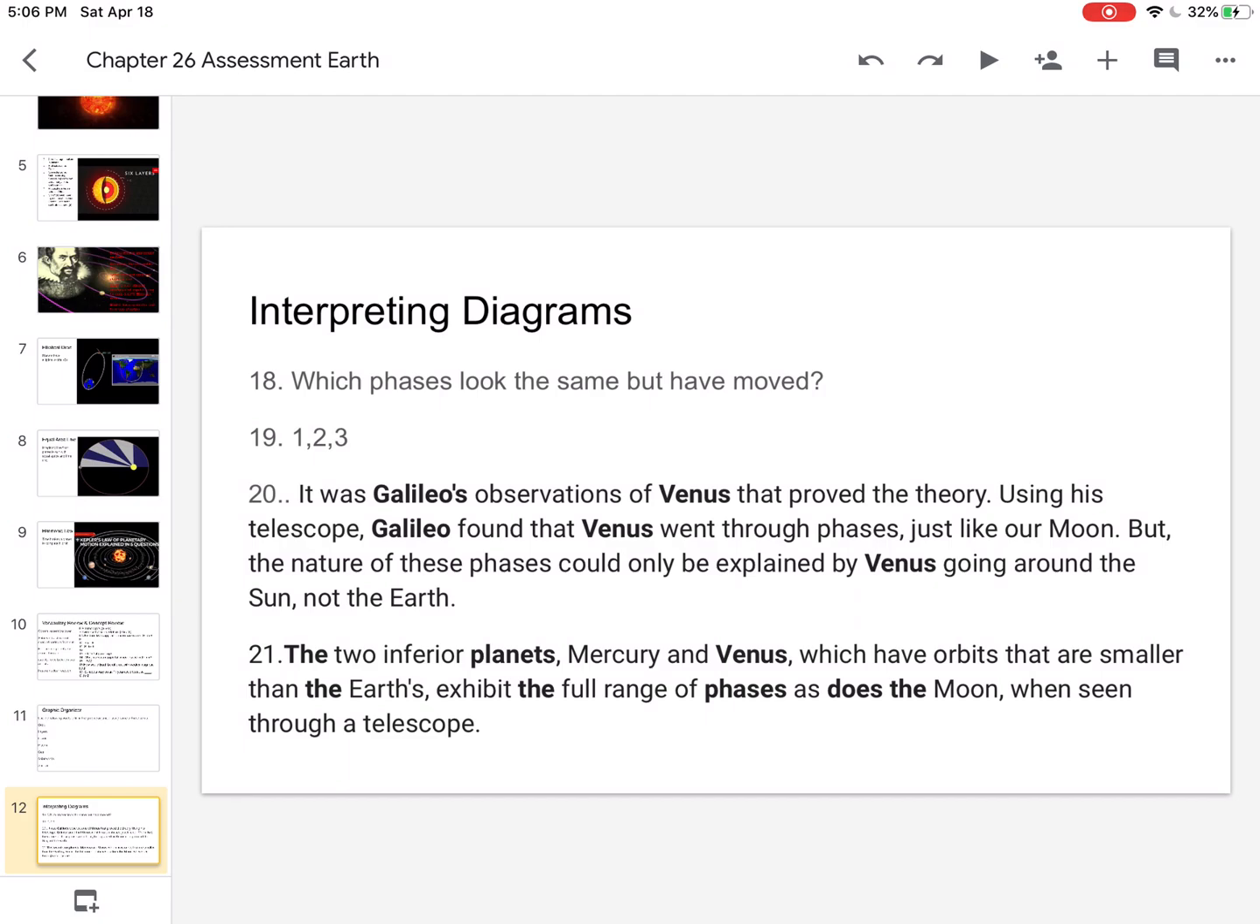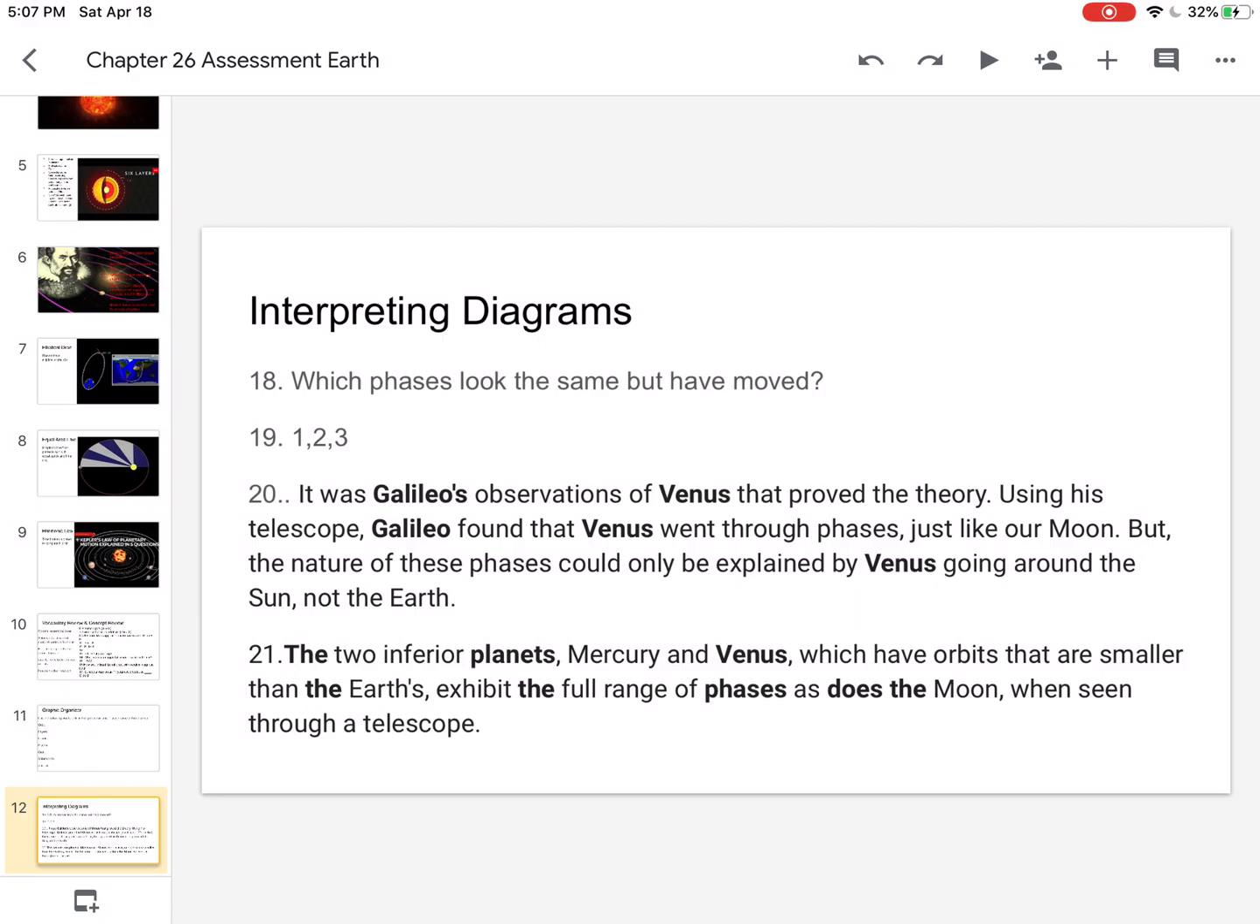So number 18 says, which phases in figure B match phases 1, 2, and 3 shown in figure A? So to me, it looks like figures 1, 2, and 3, because 8, 7, and 6 are just the opposite, and figure 1 is 1, 2, and 3.